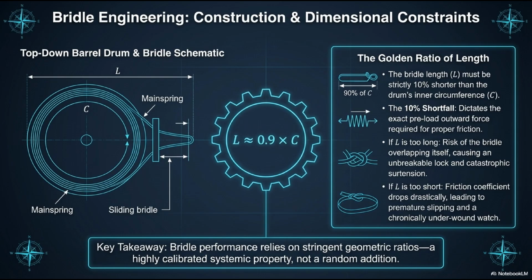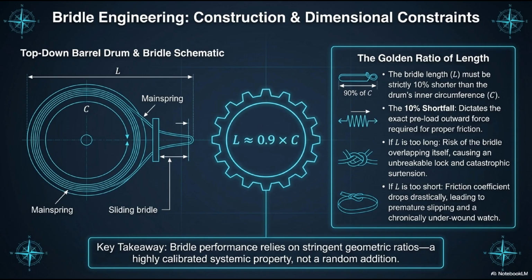C is the inner circumference of the barrel drum. L is the length of the sliding bridle. The golden ratio of length dictates that the bridle length, L, must be strictly, precisely 10% shorter than the drum's inner circumference, C. Therefore, L is approximately equal to 0.9 times C. Why this exact 10% shortfall? It dictates the exact preload outward force required to generate proper friction.